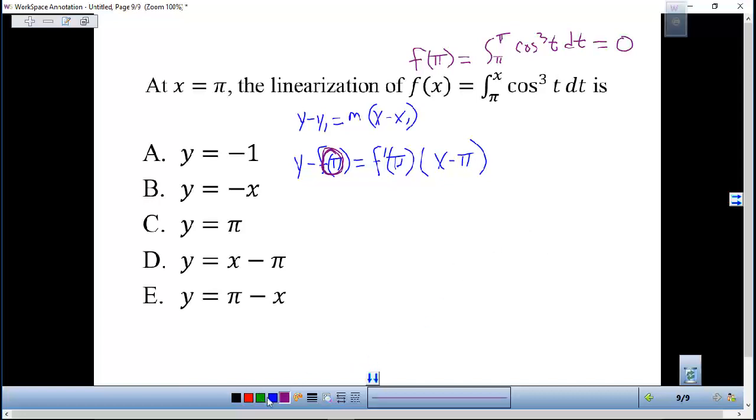So let's break this down. We've got f prime of x is going to equal the d dx of the integral from pi to x of cosine cubed t dt. You guys see where we're coming from there? We're taking the derivative of this. We have to take the derivative of both sides. Derivative of f of x will be f prime of x.